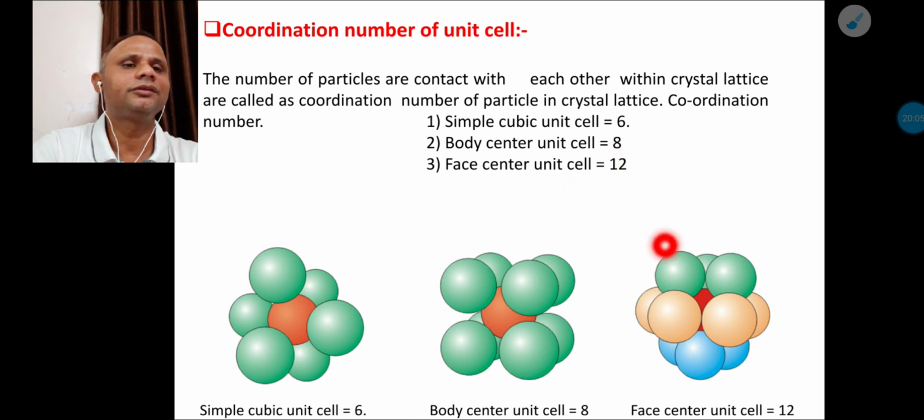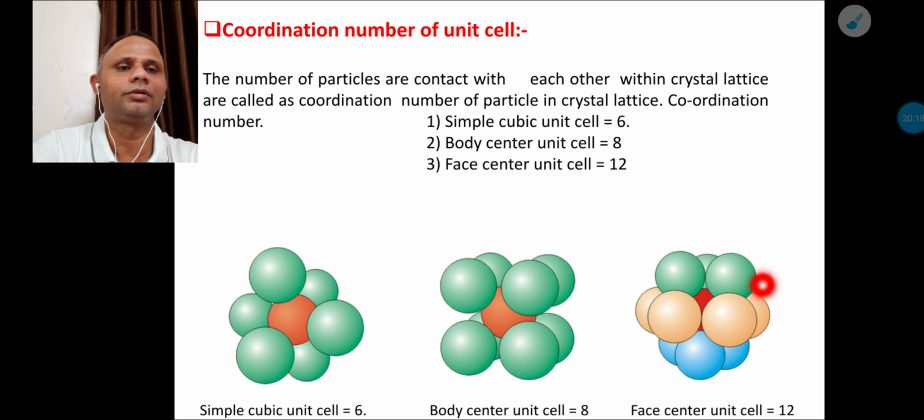Next is FCC, that is the face center unit cell, having coordination number 12. That means 12 atoms are in contact with one single atom. Similarly, for this atom also, 12 other atoms will be in contact with it. That's why the coordination number for the FCC unit cell, face center unit cell, will be 12.